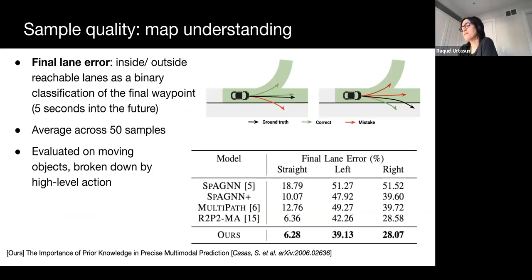To evaluate the map understanding, we can compute the final lane error by checking if the final waypoint at 5 seconds into the future falls inside or outside the reachable lanes. We do this for 50 predicted samples and the ground truth, and check the percentage of times they disagree. We only evaluate on moving objects since the static ones are trivial, and break down the results by high-level action. We can see our method shows gains over previous approaches. In particular, it is worth looking at SpaGNN Plus, which is the SpaGNN extension to predict a mixture of Gaussians. In other words, our exact same model, with the only difference that it doesn't have the prior loss.